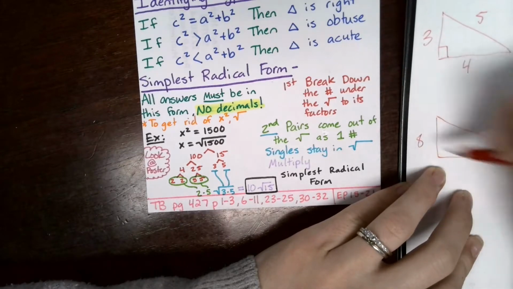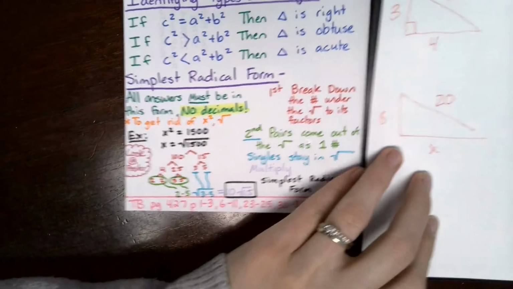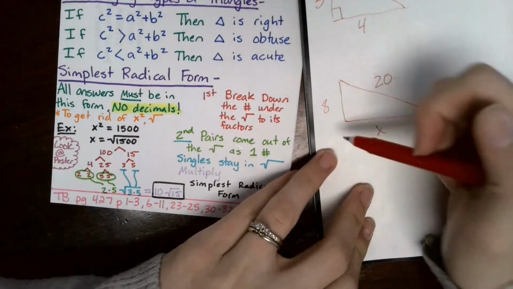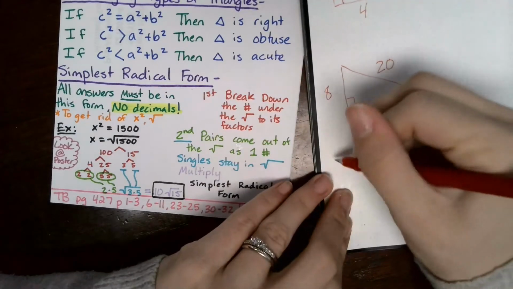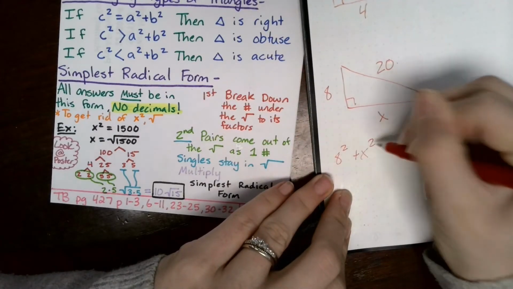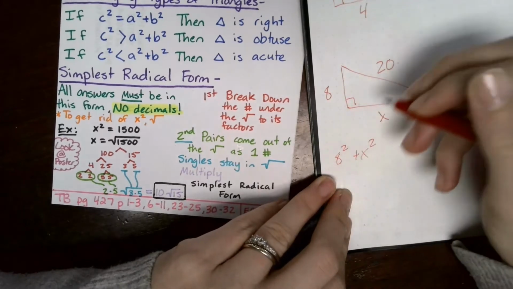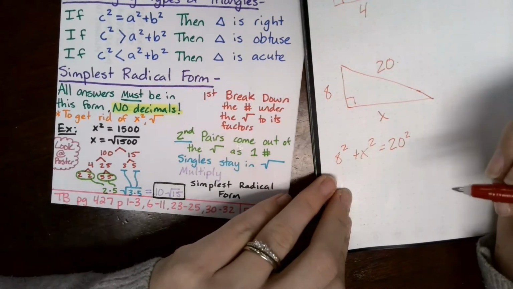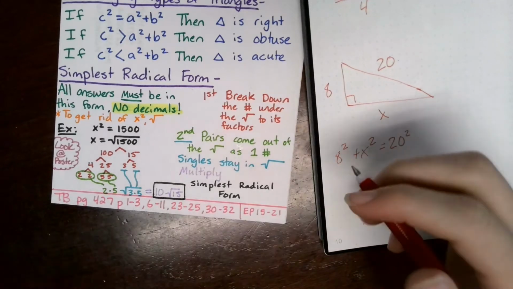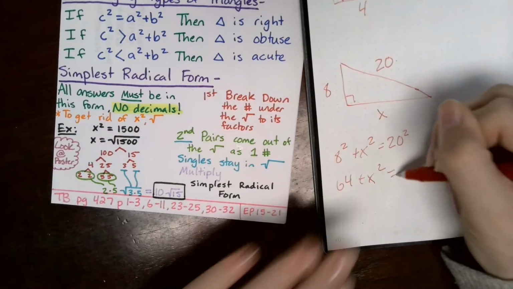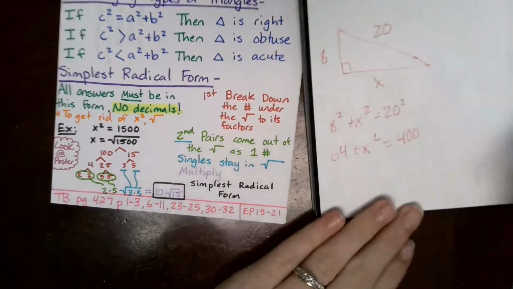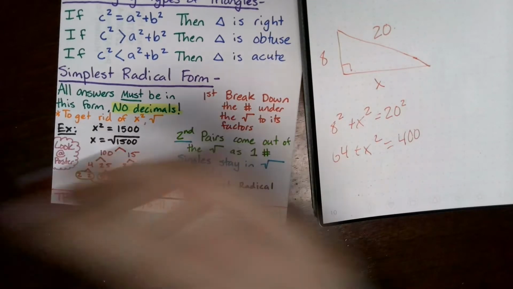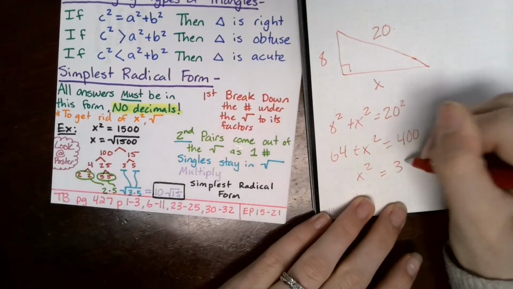I have 8, x, and 20. So when doing the Pythagorean theorem, where we do a squared, remember c has to be the longest side across from the right angle. So I can do 8 squared plus x squared. It doesn't matter if I switch those two, as long as c is the 20 squared. Then 8 squared is 64, plus x squared equals 20 squared, which I believe is 400, but let me double check that. 20 times 20, yes, it's 400. And then I subtract 64. So now I have x squared equals 336.